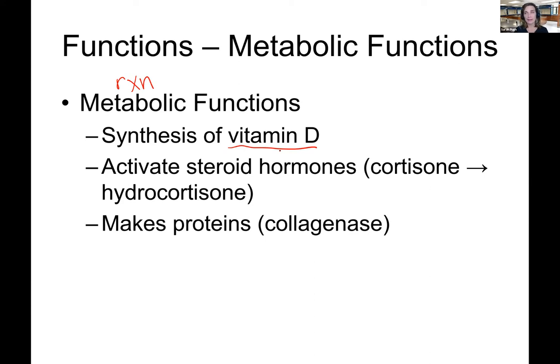What do you have to have for your skin to make vitamin D? Sun. You gotta have the sun, right? So you have to be exposed to sun for your skin to make vitamin D. So I'm gonna do it like this. You gotta have sun for your skin to make vitamin D. And then what do you need vitamin D for? Calcium. Yes, you need it for calcium absorption.